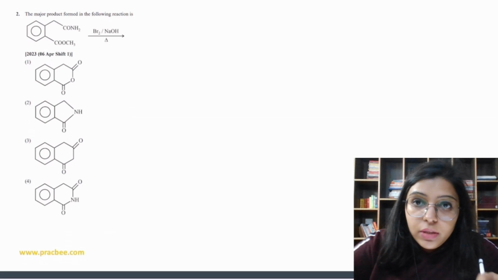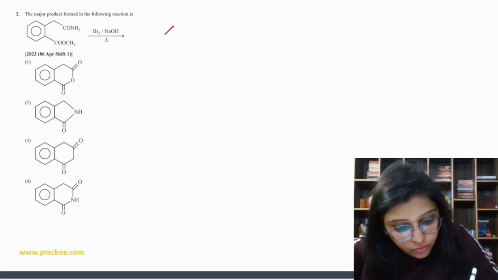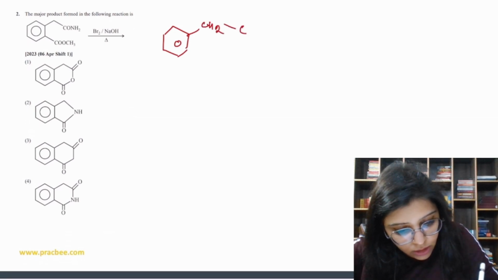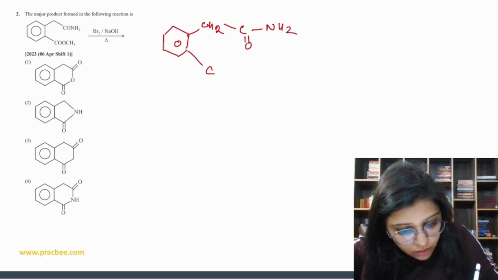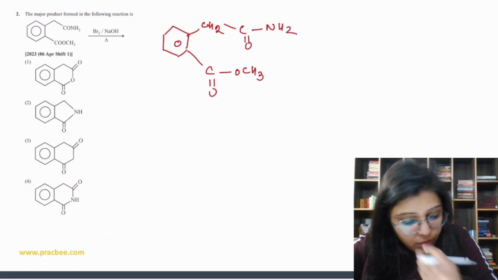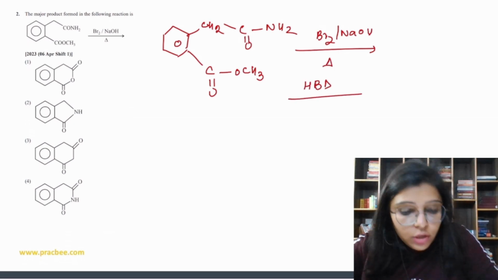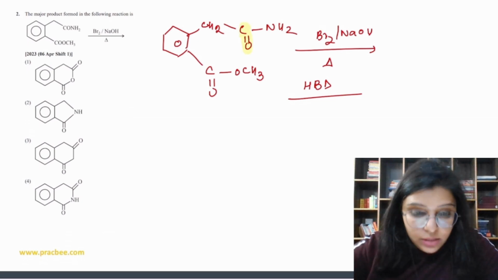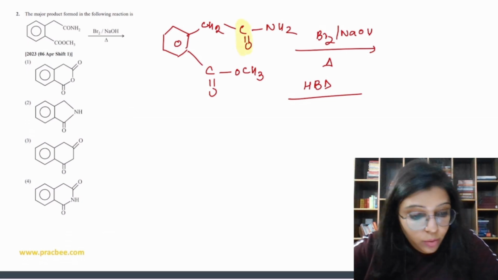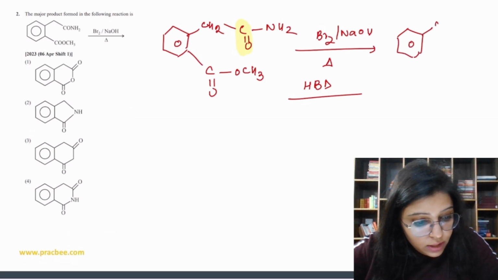Now let's do the next question. The major product formed in the following reaction is... okay, so we have CH2, C double bond O, NH2, and here we have C double bond O, OCH3. First Br2, NaOH, heating. So this is the Hofmann bromamide degradation. From this we get amines from amide. So we have to remove the CO and we are going to put CH2, NH2, and C double bond O, OCH3.